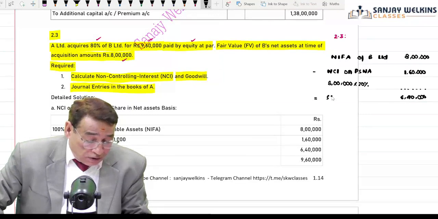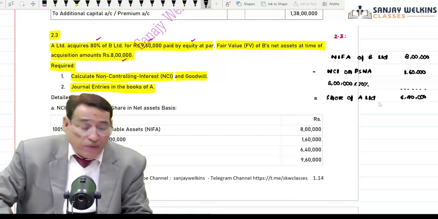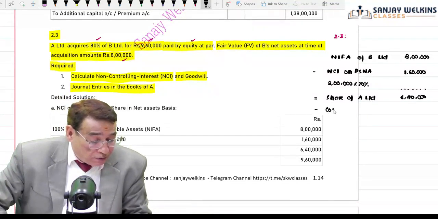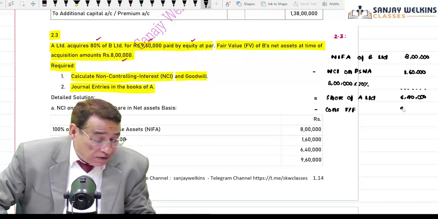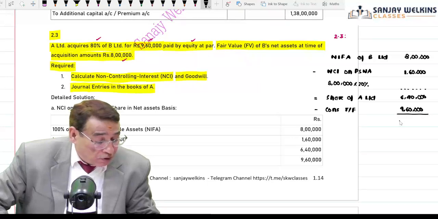So share of acquirer, that is A Limited. Share of net assets of A Limited is equal to 6,40,000. Now we are going to compare it with the amount of consideration transferred. It is given in the question that consideration transferred is equal to 9,60,000. So I'm going to write here 9,60,000. Then difference will be equal to 3,20,000.